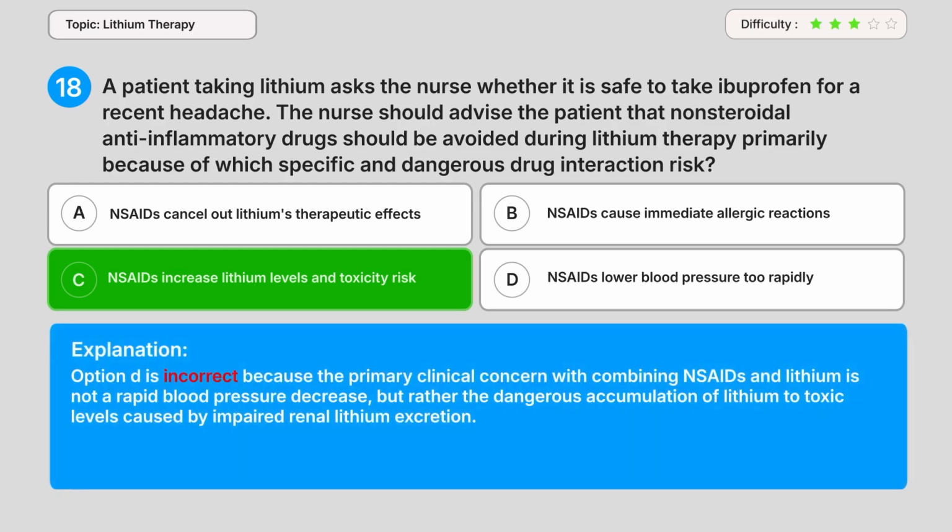Option D is incorrect because the primary clinical concern with combining NSAIDs and lithium is not a rapid blood pressure decrease, but rather the dangerous accumulation of lithium to toxic levels caused by impaired renal lithium excretion. The patient is on lithium and wants to take ibuprofen for a headache. This is a classic drug interaction question.